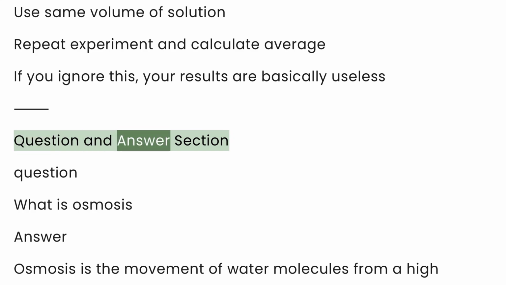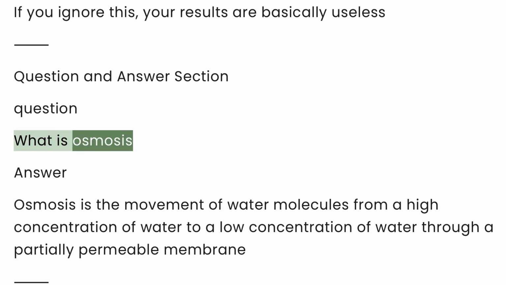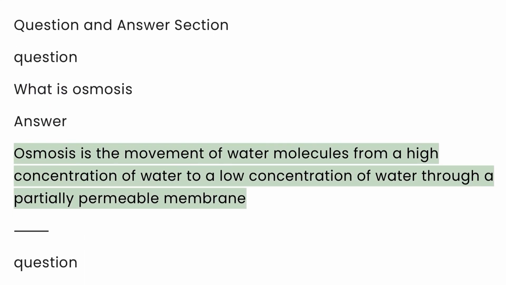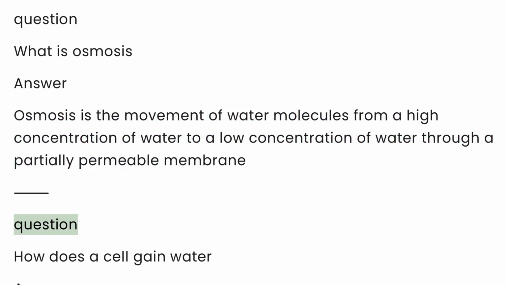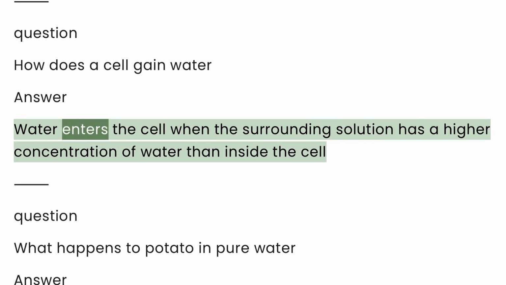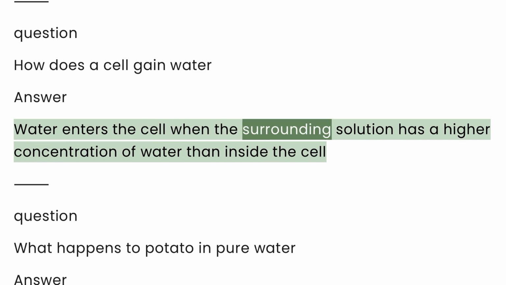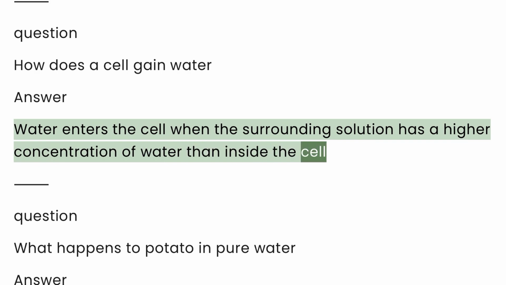Question and answer section. Question: what is osmosis? Answer: osmosis is the movement of water molecules from a high concentration of water to a low concentration of water through a partially permeable membrane. Question: how does a cell gain water? Answer: water enters the cell when the surrounding solution has a higher concentration of water than inside the cell.